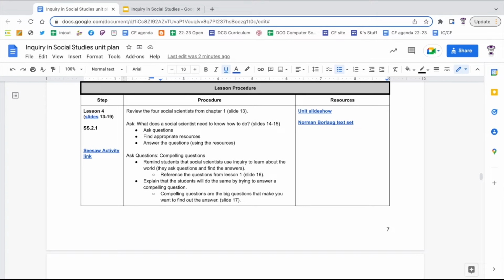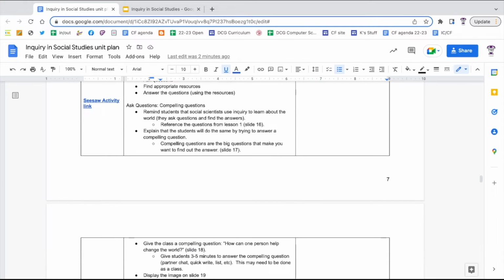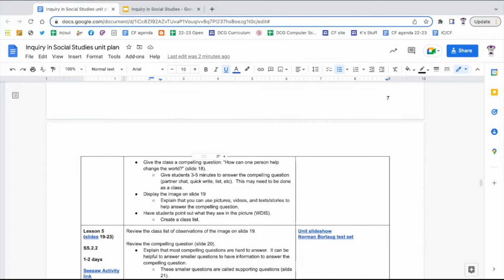So then we start by asking questions, which is learning about compelling questions. Again, we provide a review of this, something that students had learned about in kindergarten and first grade. We're going to give a compelling question that is not the one for this unit, but how can one person help change the world? This is a compelling question that comes up in a later social studies unit.